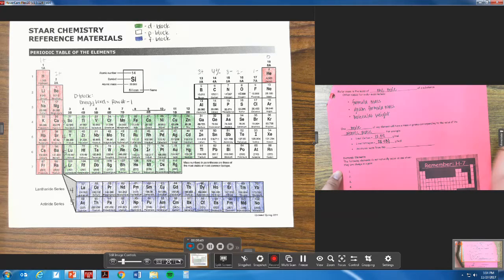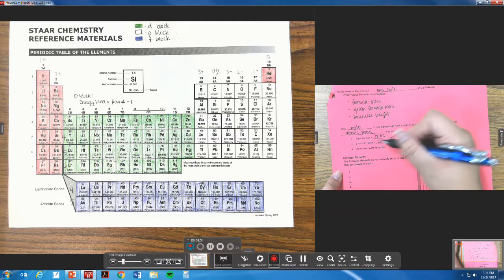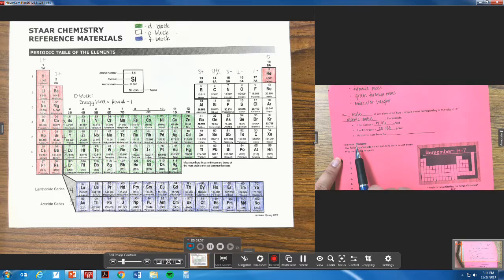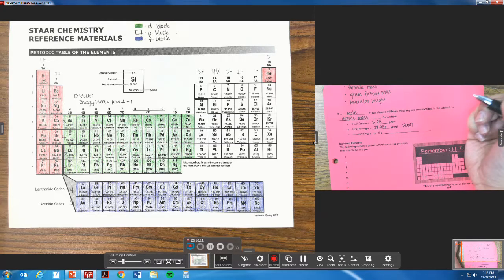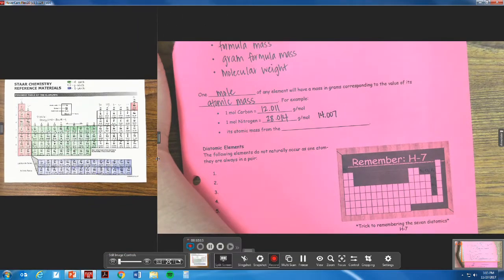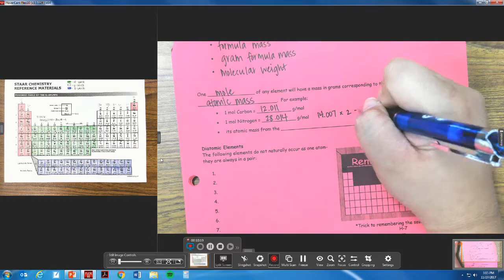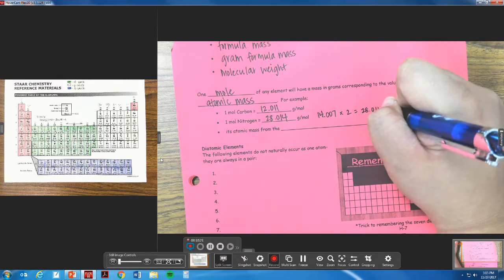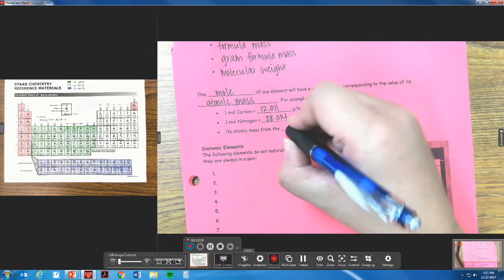28.014. Now before you get confused, be careful, because nitrogen is actually considered a diatomic element. What diatomic means, we'll get to in a second. For nitrogen it's supposed to be 14.007, but because it's a diatomic, that means we're going to have to multiply it by 2, and that'll equal the 28.014. It's the atomic mass from the periodic table.